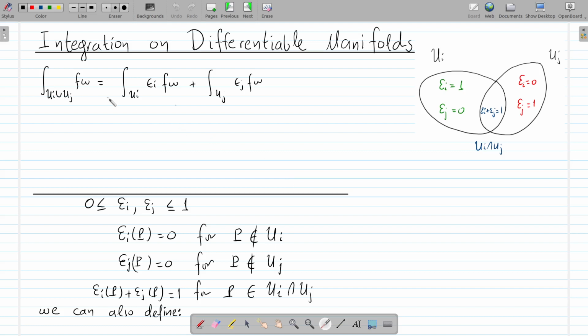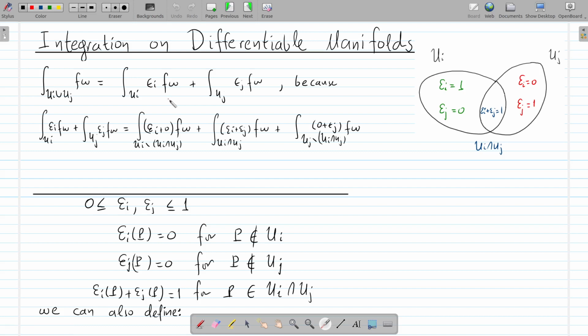Then we define the integral of f times omega on the union to be the integral of epsilon i f omega plus epsilon j f omega, but the integration is done on the regions ui and uj respectively. Now, first of all, you see that these are integrals that can be computed on each chart separately, and we have already defined how to do that. But you also see that if we add up the integrals here, then we obtain f omega if we require the integral to be linear with respect to union of regions of integration.